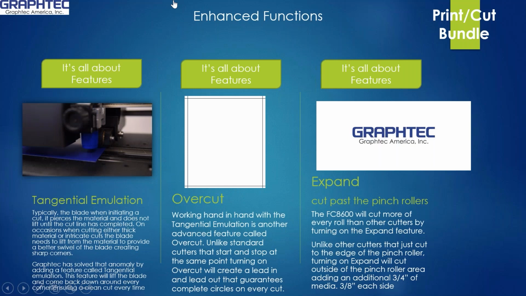Tangential emulation. Well, a lot of people ask about that. Basically, that's to cut really tiny stuff or to cut really thick, heavy stuff. Overcut. You have the ability to do an overcut feature should you need it. You want to cut a little past, that's fine. And also, another neat thing about the Graphtec, if you want to put your pinch rollers down and you want to cut beyond where the pinch rollers are because you need just a little extra, half an inch or so, an inch, you're able to do that with the Graphtec.